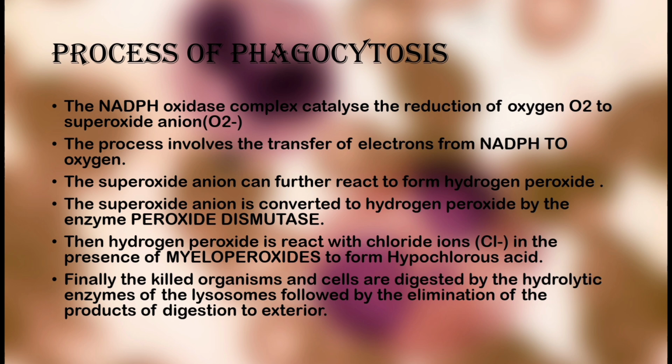The superoxide anion can further react to form hydrogen peroxide, or the superoxide anion is converted to hydrogen peroxide by the enzyme superoxide dismutase. The hydrogen peroxide reacts with the chloride ion in the presence of myeloperoxidase to form hypochlorous acid. Finally, the killed organisms and cells are digested by the hydrolytic enzymes of the lysosome, followed by the elimination of the products of digestion to the exterior.